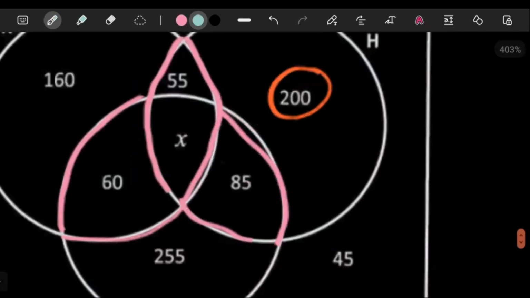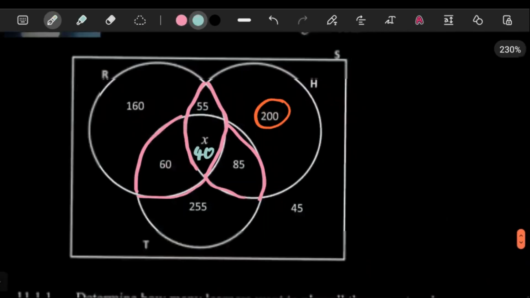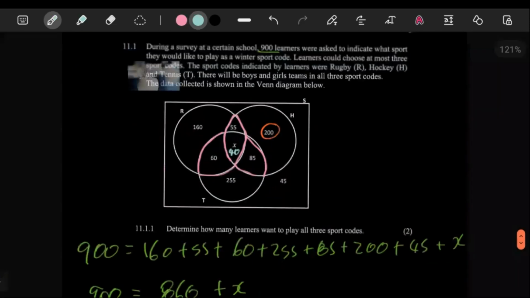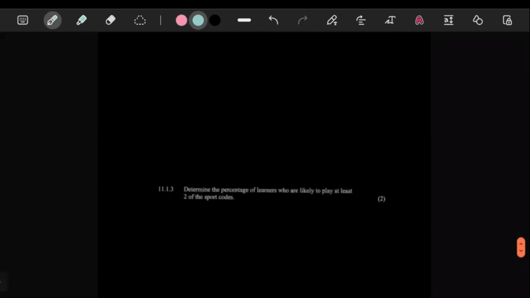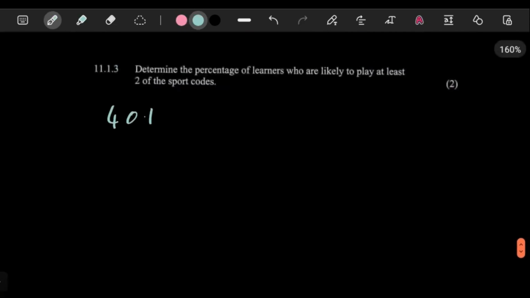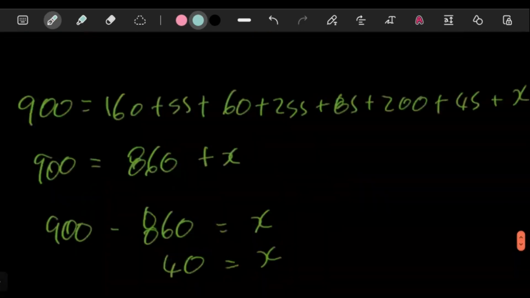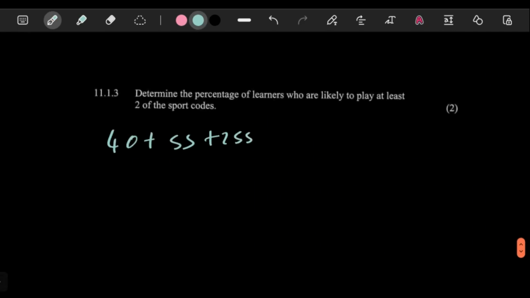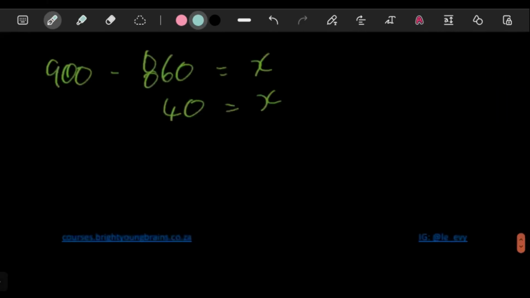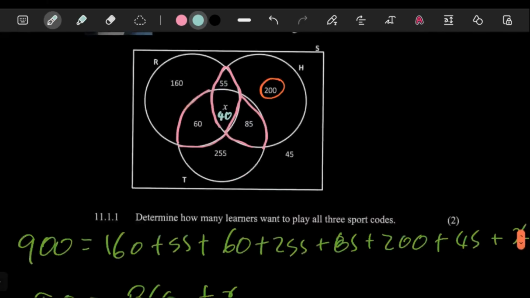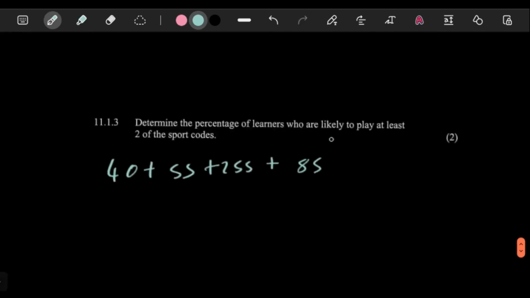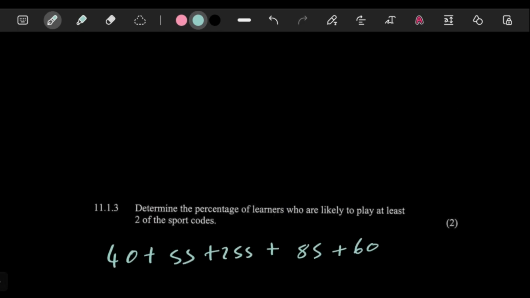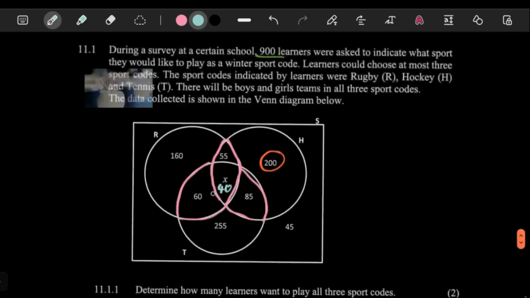So in the middle here, we know this is 40, right? So we're going to say 40 plus all these numbers divided by 900. You see, so 40, remember there was a 55 there, there was a 255, there was a 85, yes, and then there's a 60 and a 40 plus 60. Yeah, because it's 1, 2, 3, 4. Wait, what? 1, 2, no, 1, 2, 3, 4.